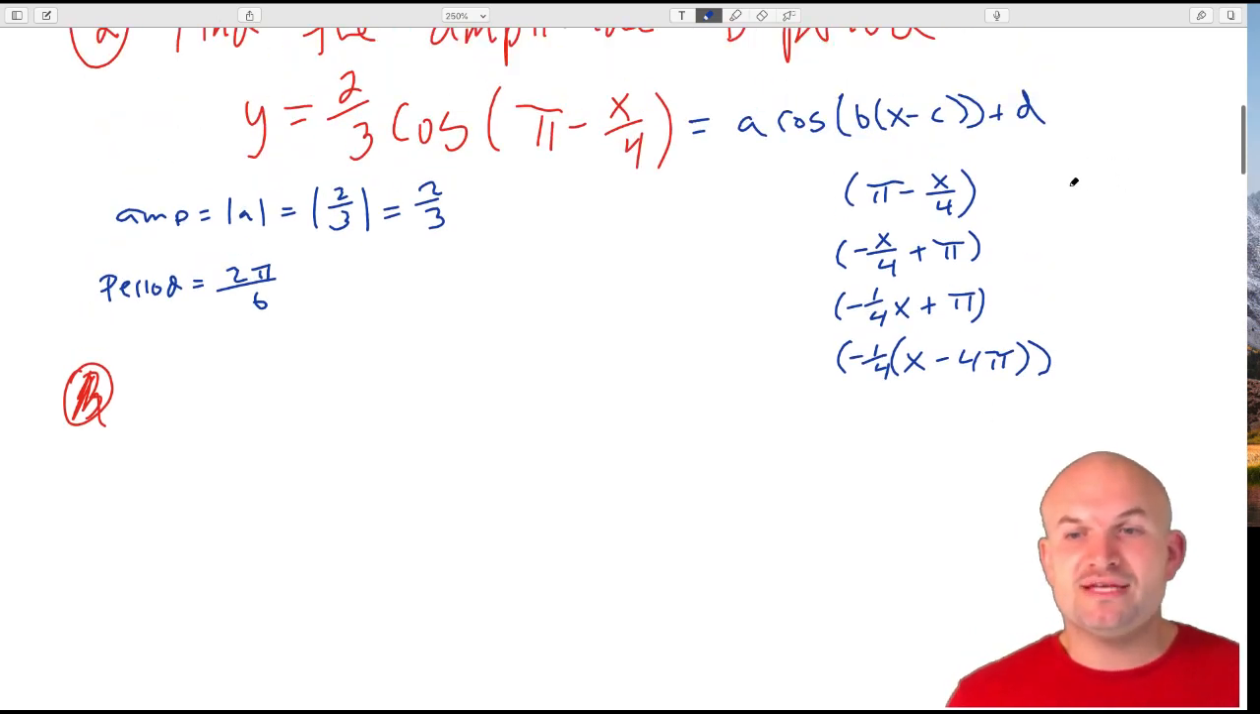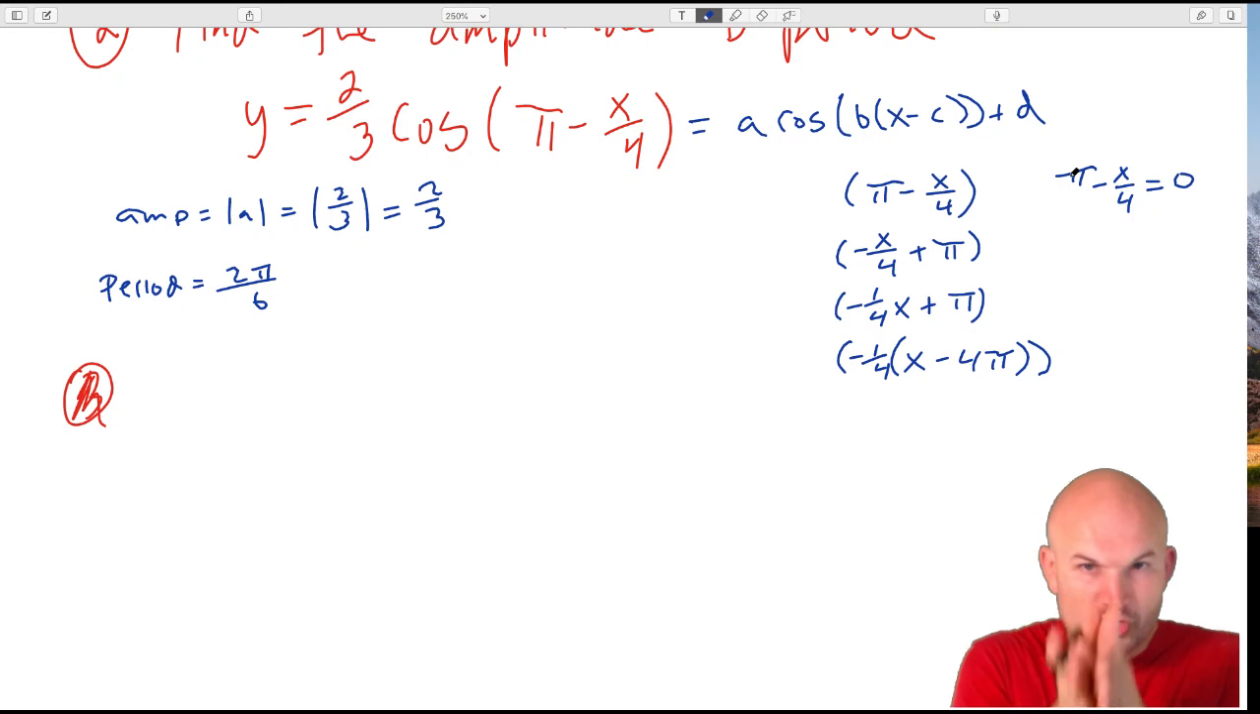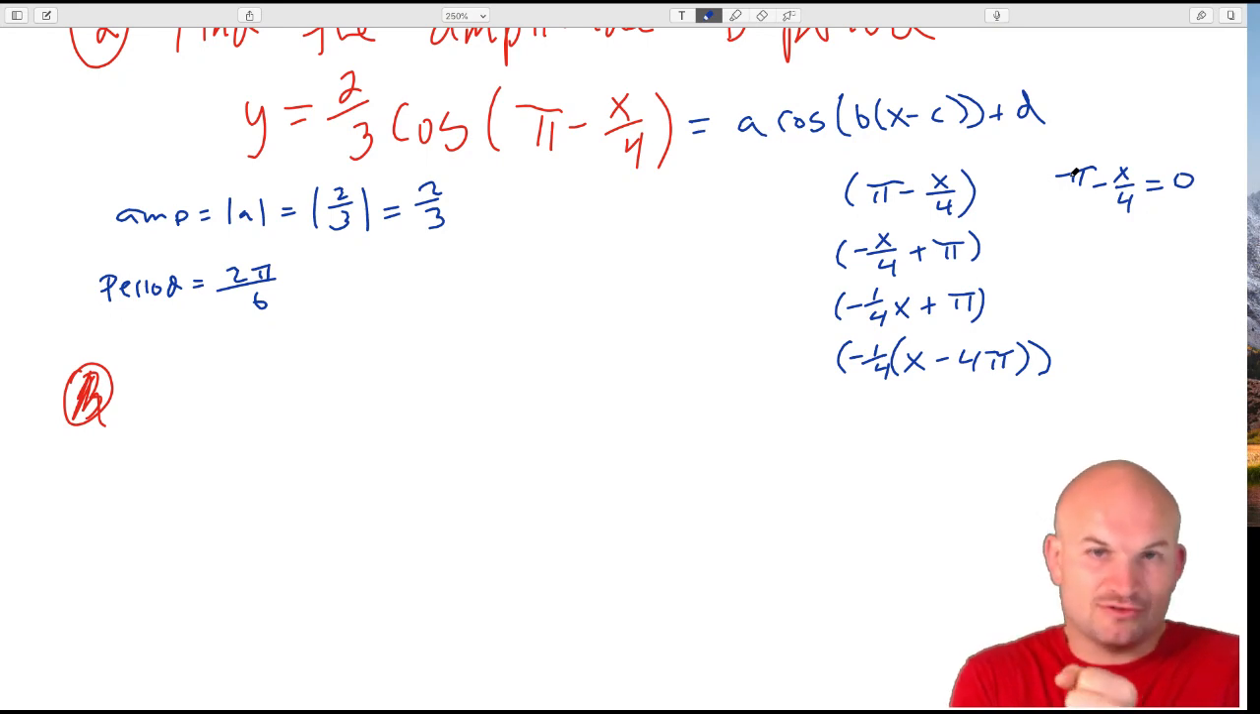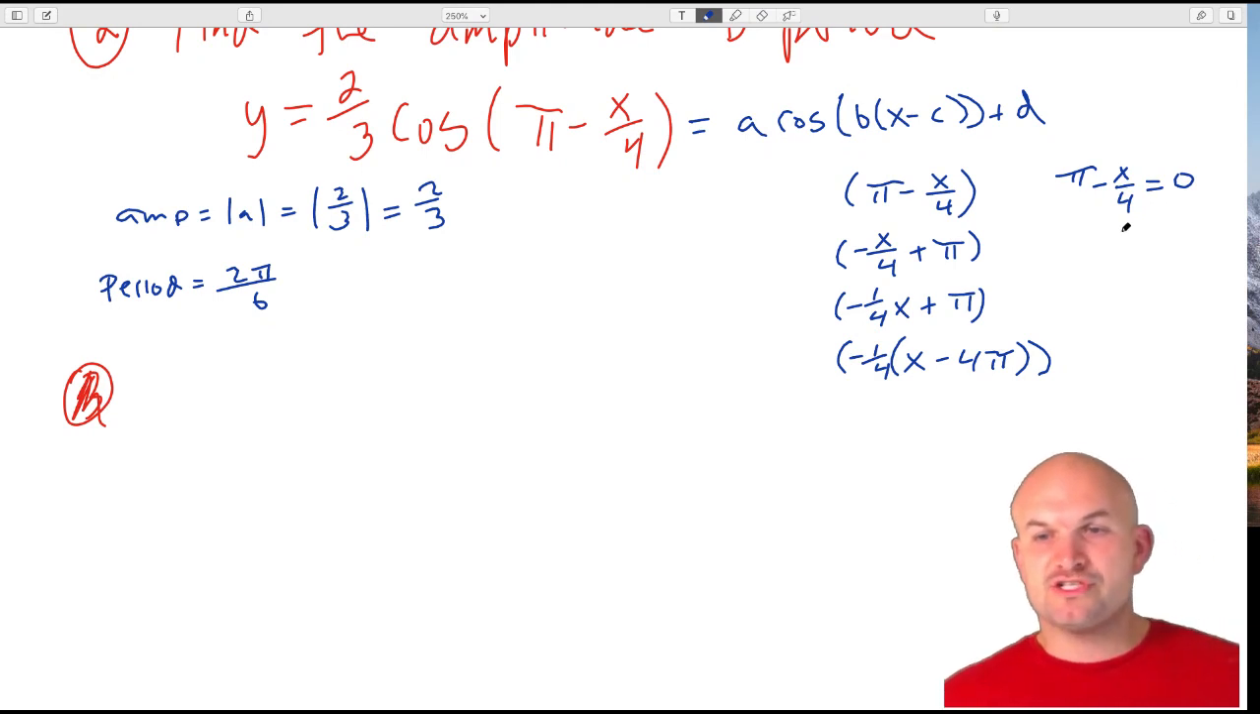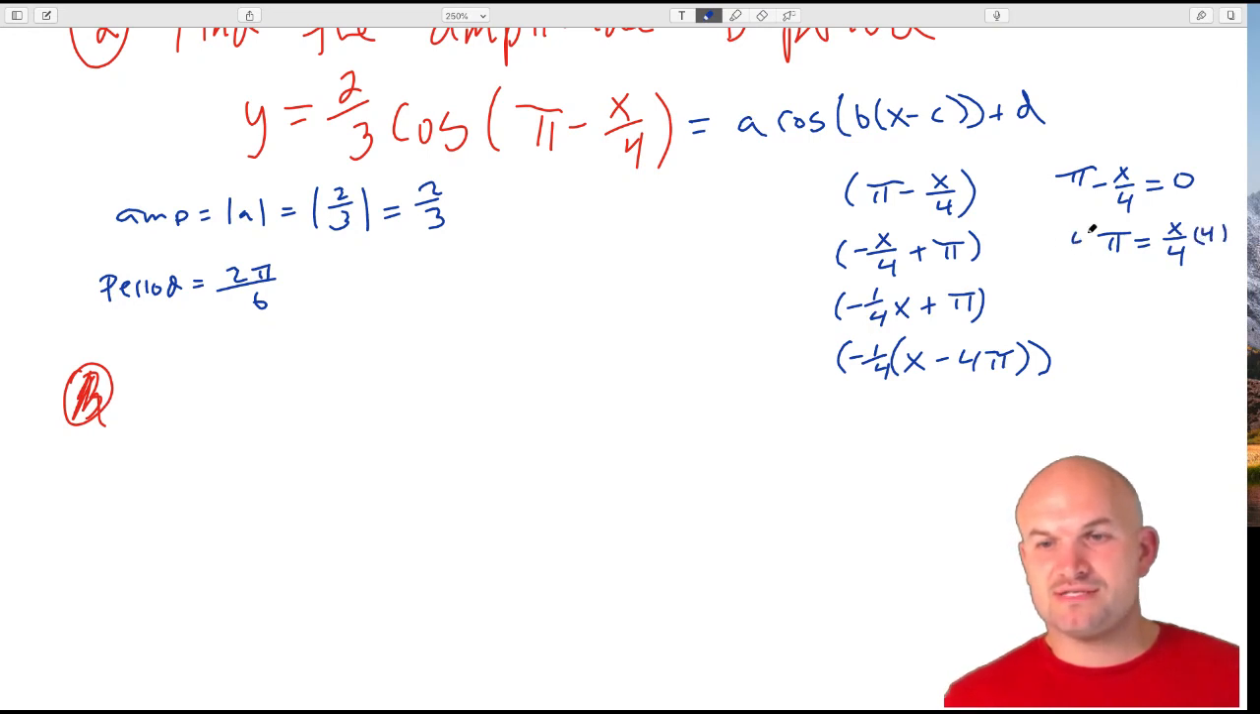Another way you can do this, which I prefer a lot, especially for students that get stuck here, is just set it equal to 0. Think about if there were no transformations, you would just have x equal to 0. And then whatever else is happening, you're just solving. So I would just add the x over 4 to the other side, and then I'd multiply by a 4 on both sides.